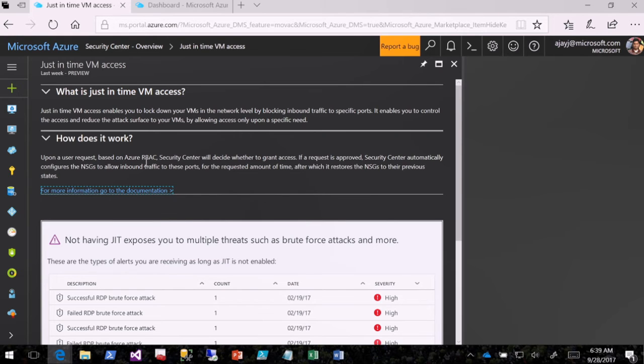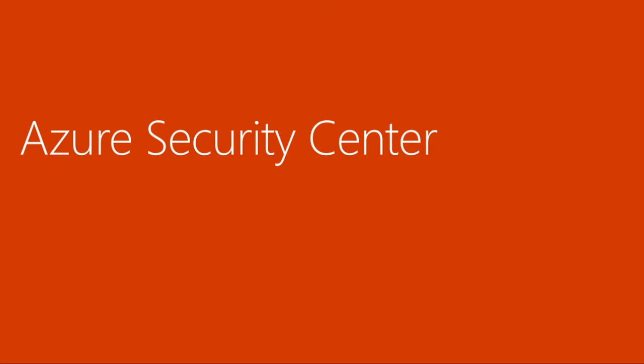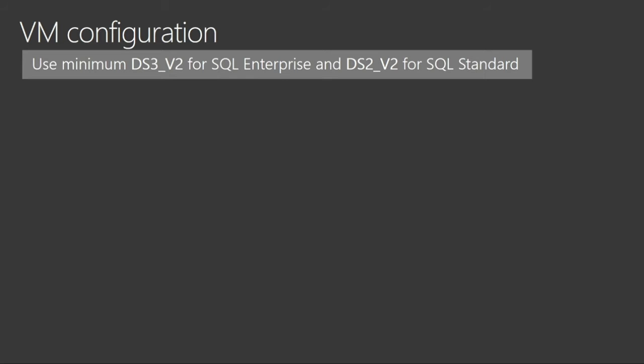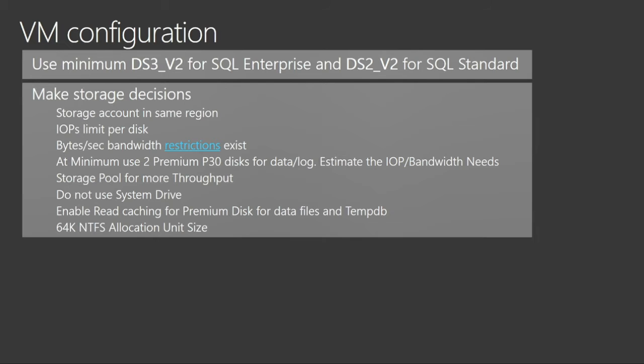So that's the security. So let's go back to the configuration again. Here we'll talk specifically about SQL Server. As I mentioned, use DS series or higher. You can go all the way to M series depending on your workload patterns. And for storage, make sure the storage account is in the same region as your VM to avoid any latencies. Let's say the VM is in the West US region and the storage account is in the East US region. Do not do that. Keep them in the same region.